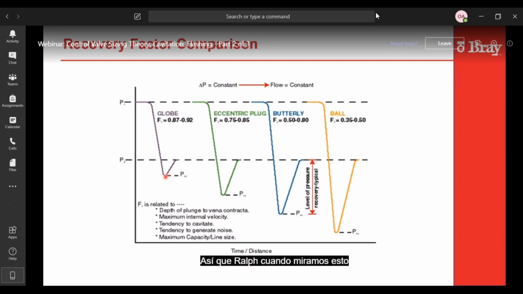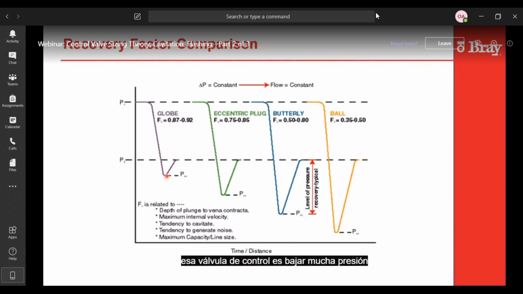So Ralph, when we look at this and you look at a globe valve, in this case, it's got a low recovery, which means that it can take more pressure drop through the body before it starts to cavitate versus, let's say, a ball valve right here. So when somebody looks at that, they may think, well, the globe valve is the best valve for control, right? And they would be correct if the job of that control valve is to drop a lot of pressure.